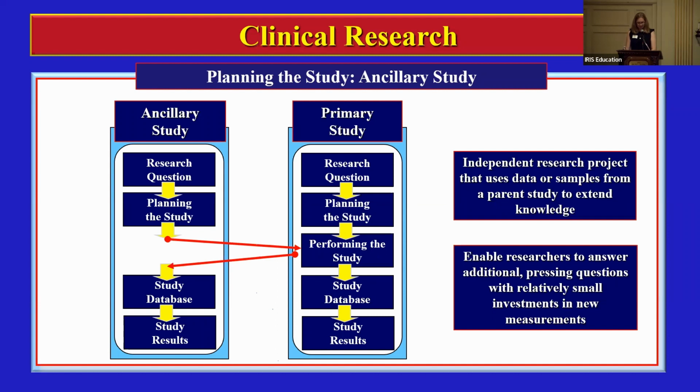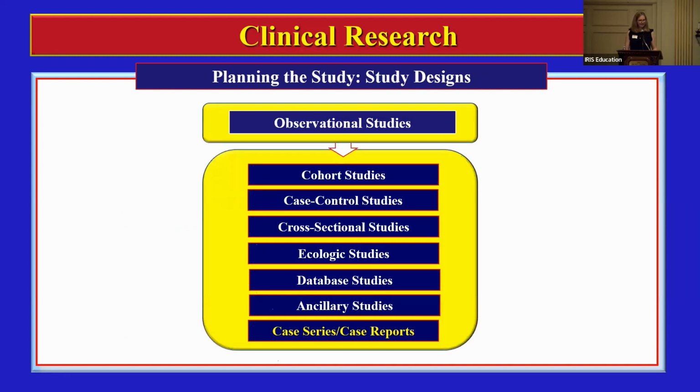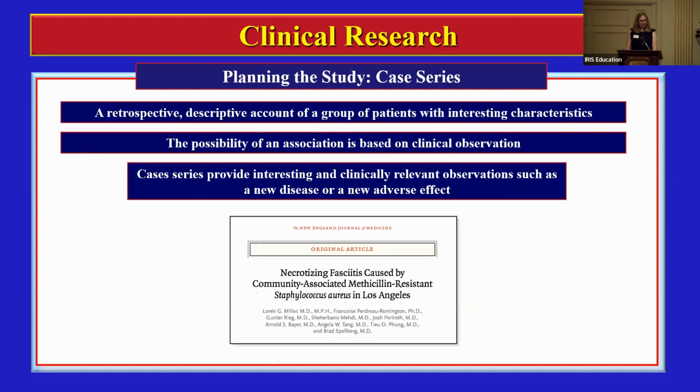Now, last but not least, I do want to talk about case series or case reports. Case series are retrospective descriptive accounts of patients that have interesting characteristics. When we try to observe what associations might be with the cause and effect, it's purely based on clinical observation. There's going to be no statistical tests. There's going to be no p-values. It's going to be pure observation. Case series give us a forum to provide interesting or clinically relevant observations about a new disease or side effect.